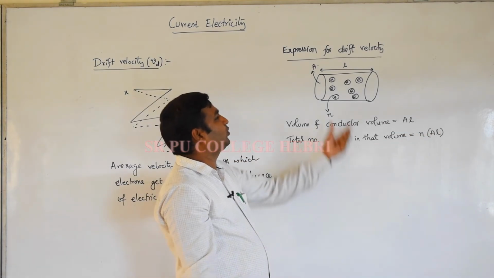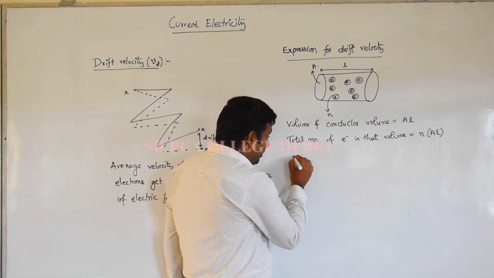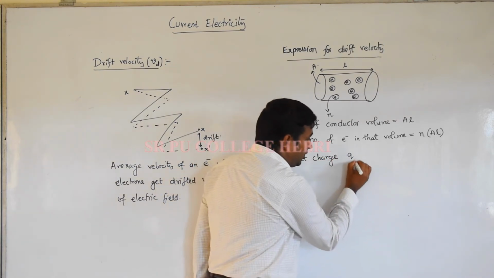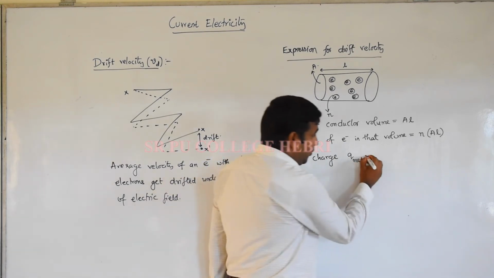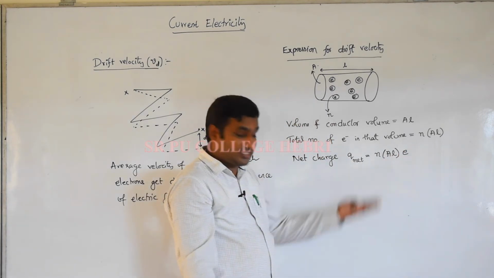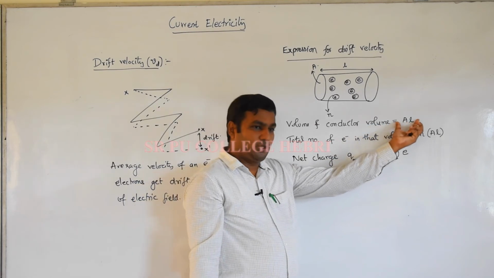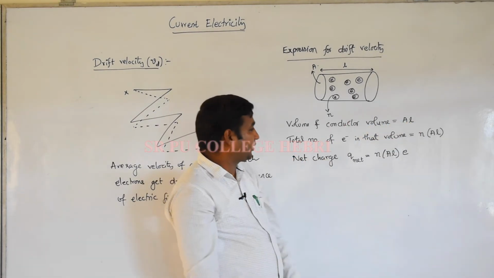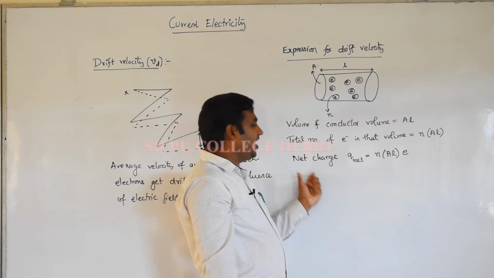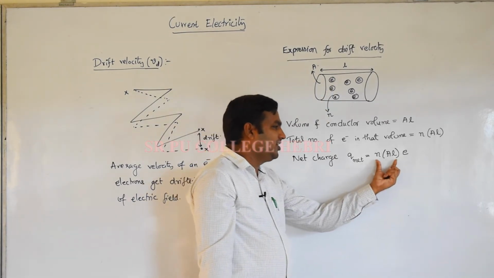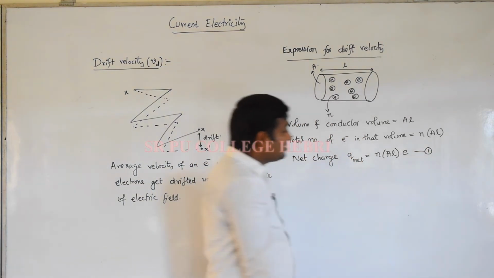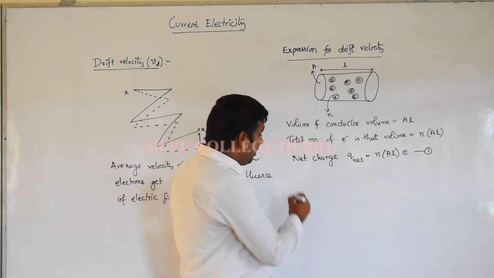Each and every electron has a charge E. Therefore, the net charge present in a conductor, I call it Q net, is equal to n into A into L into E. The reason: the total volume of a conductor is equal to A into L, and in that volume it contains n number of electrons, so the total number of electrons becomes n into A into L. So the net charge present in a conductor is equal to nAL into E. We call it Q net. This is equation number 1.